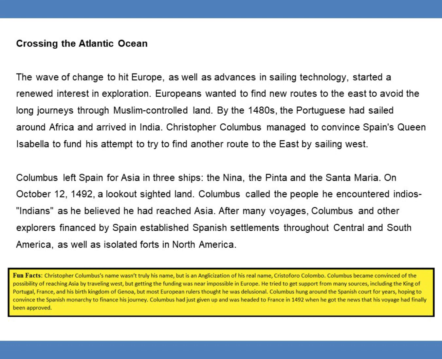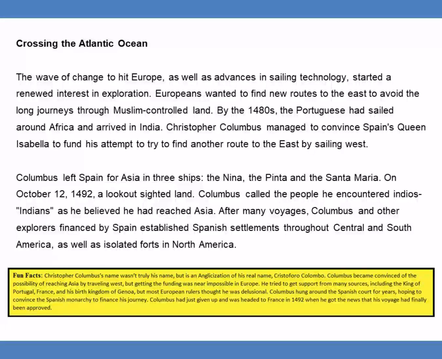Fun facts: Christopher Columbus's name wasn't truly his name, but is an anglicization of his real name, Cristoforo Colombo. Columbus became convinced of the possibility of reaching Asia by traveling west, but getting the funding was near impossible in Europe. He tried to get support from many sources, including the King of Portugal, France, and his birth kingdom of Genoa, but most European rulers thought he was delusional.